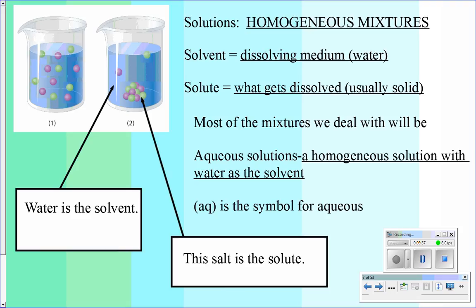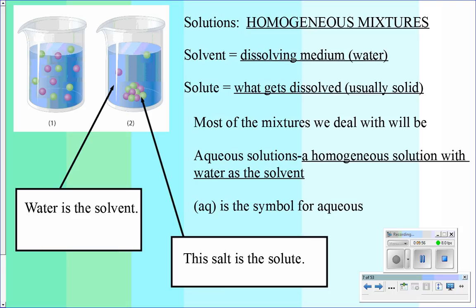Some more details about some of the types of mixtures that we'll talk about this year. Solutions we spend a lot of time with. Solutions are a homogeneous mixture. We have a solvent. In this case, typically in regents chemistry, our solvent will be water. And we have a solute, something that gets dissolved in that water, typically a solid.